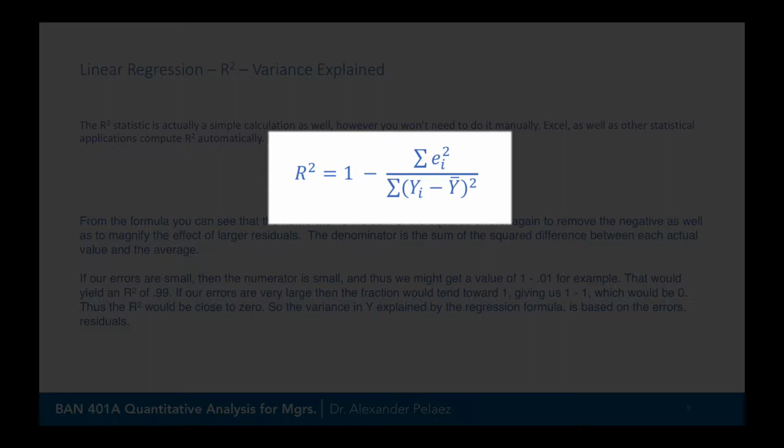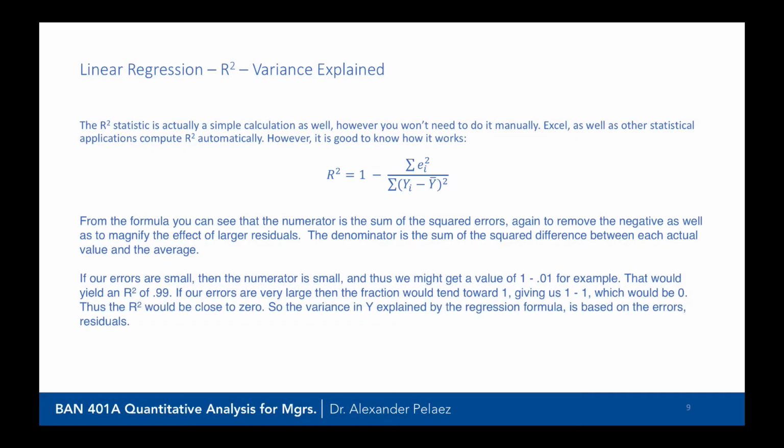From the formula, you can see that the numerator is the sum of the squared errors, again to remove the negatives as well as to magnify the effect of larger residuals. The denominator is the sum of the squared difference between the actual value and the average or the mean.